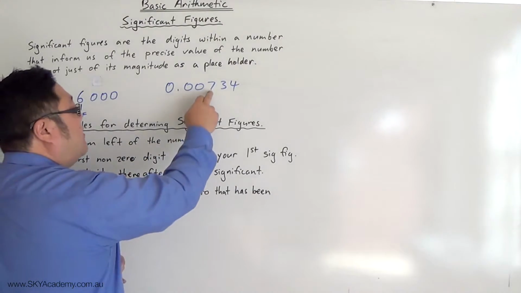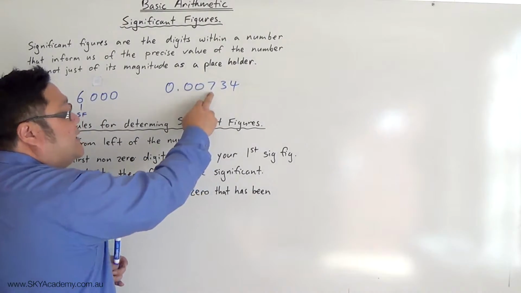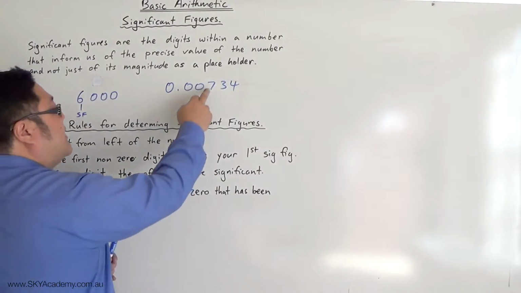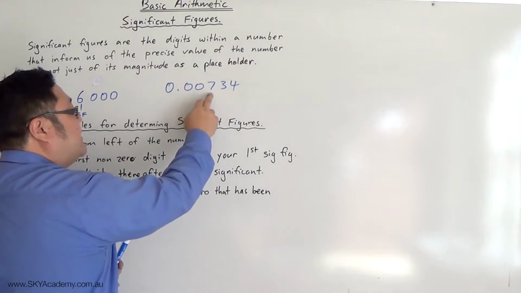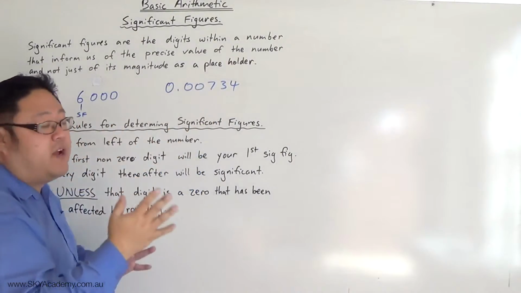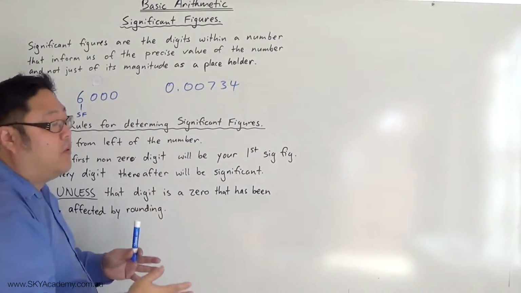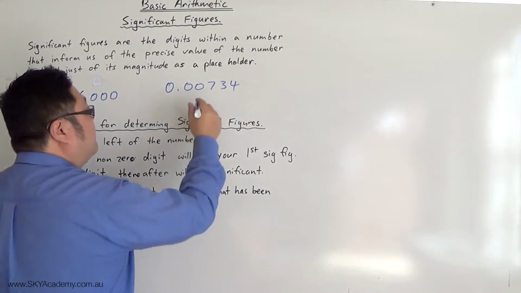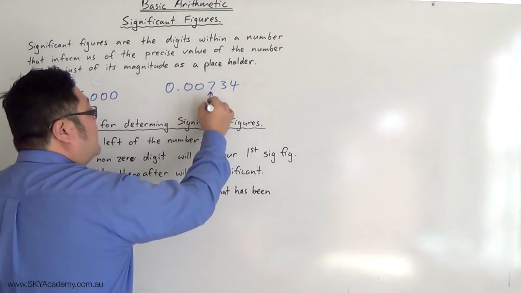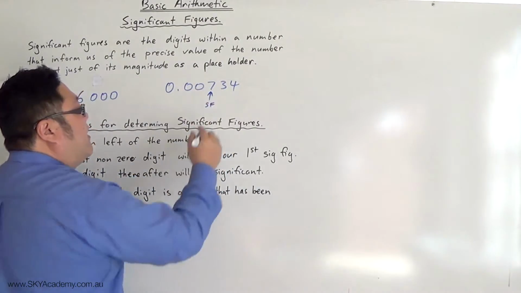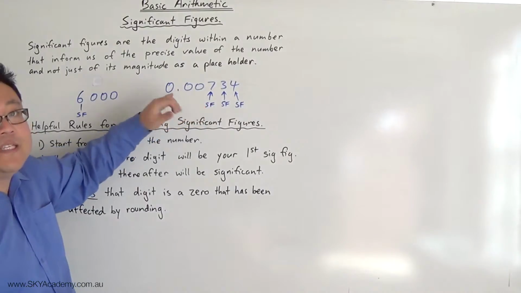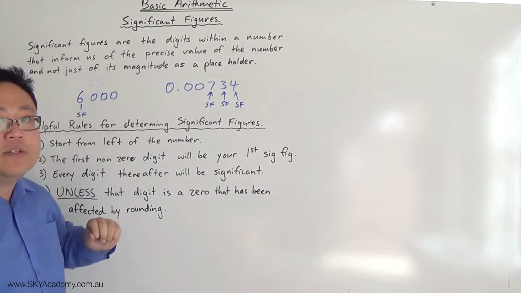That 7 there is significant because it's telling you that the value of that digit is 7, as opposed to 6, 5, 4, 3, 2 or 1 or 8 or 9, for example. So that is a significant figure. The 3 is a significant figure and the 4 is a significant figure. These zeros are just there to be placeholders.